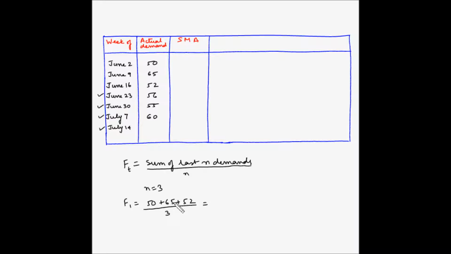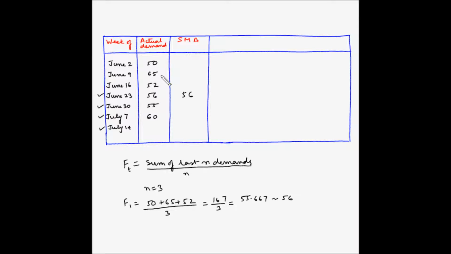So this is equal to 5 plus 2, 7, 5 plus 5, 10, plus 6, 16, and this is equal to 55.667, or we can say 56. So for June 23rd, the forecast is 56. Now let's move to the week of June 30th.